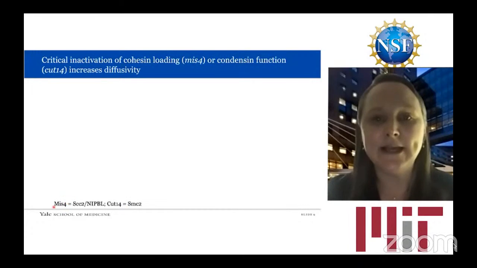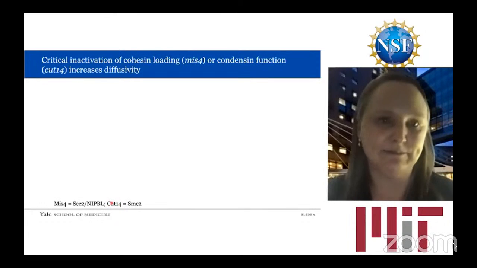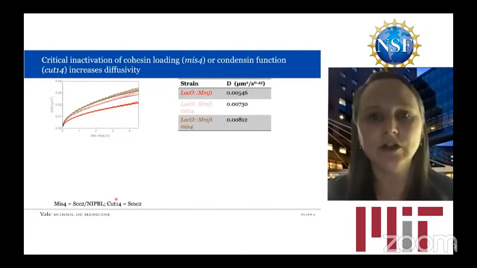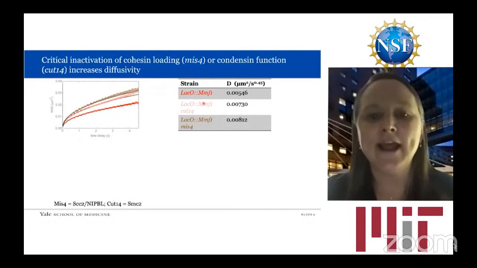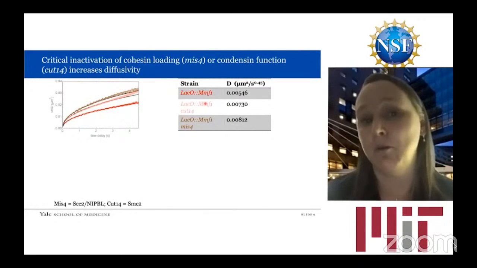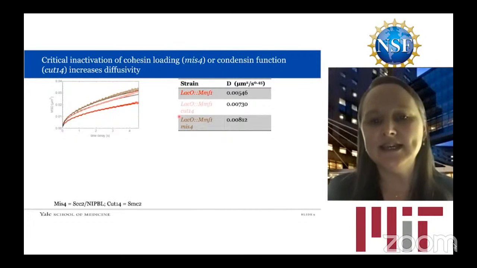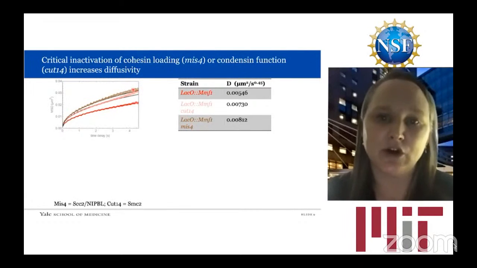Here I'm showing you a temperature-sensitive allele of Mis4, which is a loading factor for cohesin, and one of the SMC components, cut14 of condensin. What was very clear when we looked at these critical loss-of-function alleles by switching temperatures, and looked at their effect on dynamics, is that the data did not conform to what we had predicted. So here again, our favorite locus, MMF1, you can see that if we inactivate cut14 or Mis4, what we actually see is a boost in the chromatin mobility.